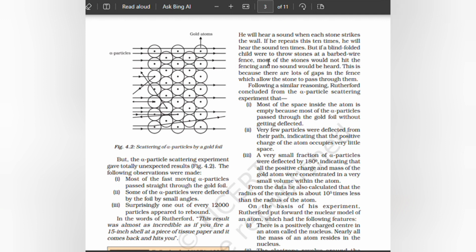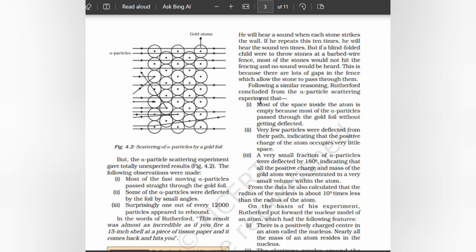But if a blindfolded child were to throw stones at a barbed wire fence, most of the stones would not hit the fencing and no sound would be heard. This is because there are a lot of gaps in the fence which allow the stones to pass through them.